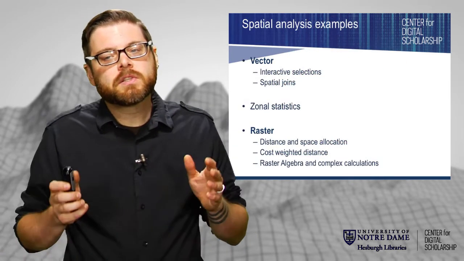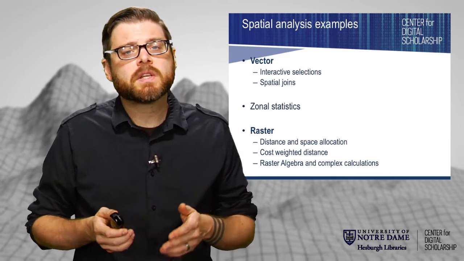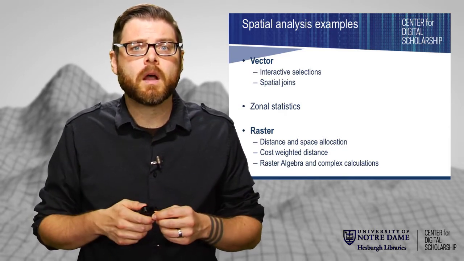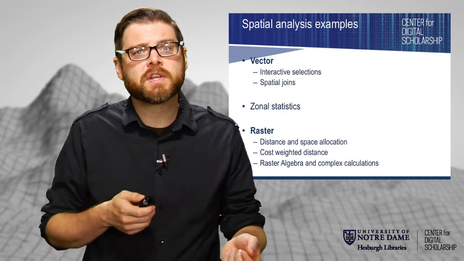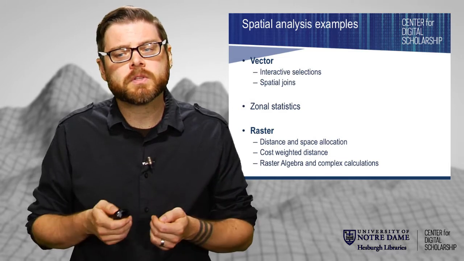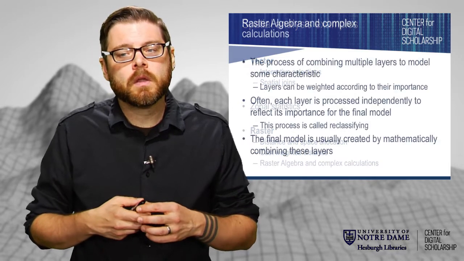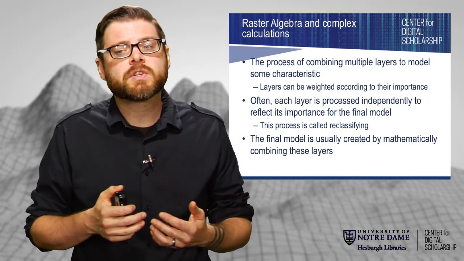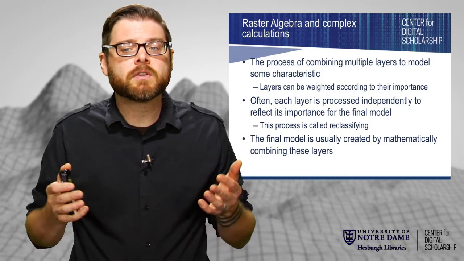Now, the last type of analysis that I want to talk about is the most complicated, and this is what we really call spatial modeling. This is where we're combining multiple different things together to give us one measure of something in the real world that we might want to understand. So this is a process we call Raster Algebra, or more complex calculations. We're combining multiple layers together to model something.